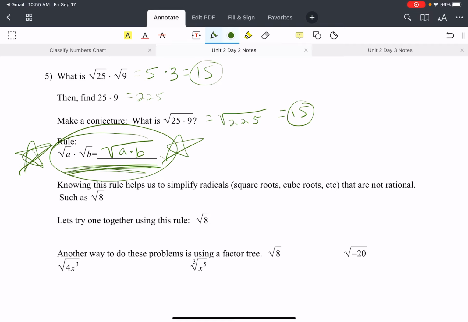So can you guys think of a factor? So that means a number that goes into 8. What's a number that goes into 8? 4, okay. So if I split this into 4, 4 times what? Oh, I just wrote the answer, 2. Good. Good reading. Okay. So using this rule we just learned, I can split it into the square root of 4 times the square root of 2.